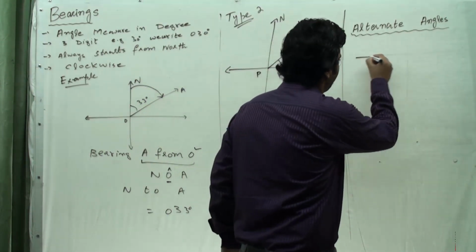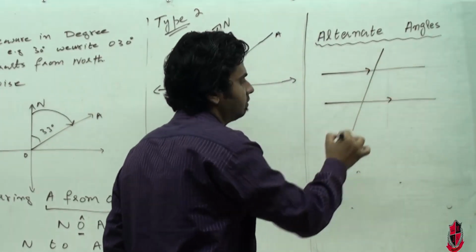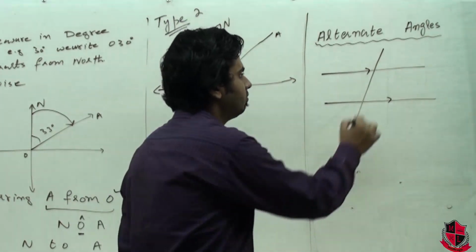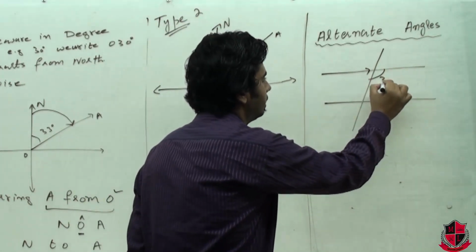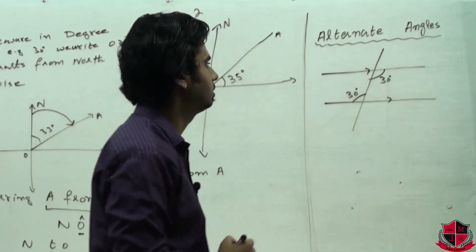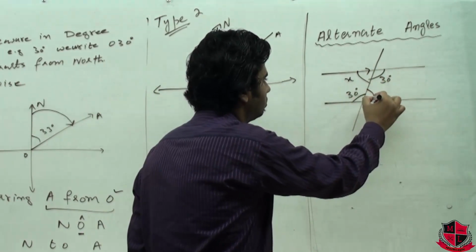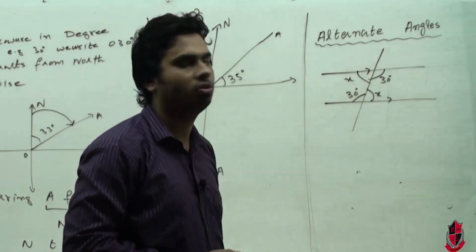So if we have two parallel lines and we have a transversal which cuts these lines, and if an angle is, for example, 30 degrees, then this angle will also be 30 degrees. So these are the two alternate angles. And if we say an angle is x, then this angle will also be x. This pair of angles is known as alternate angles.